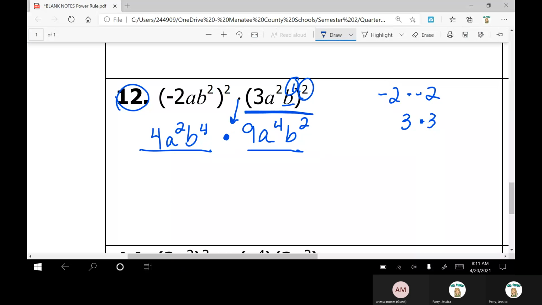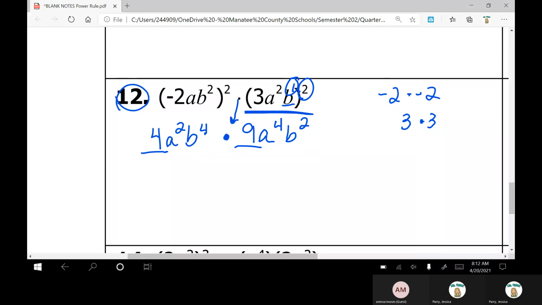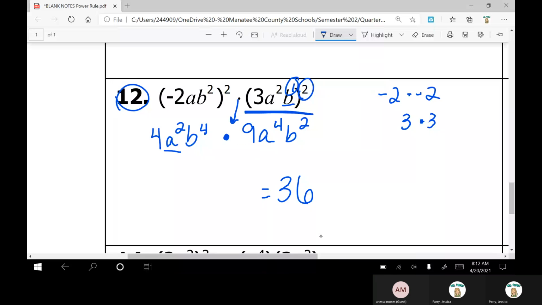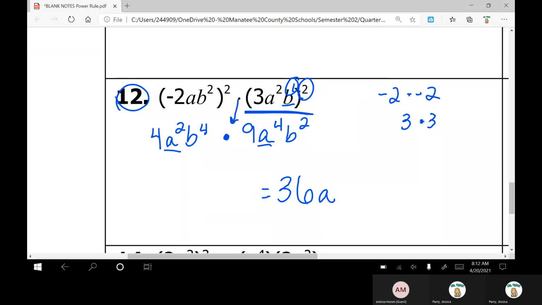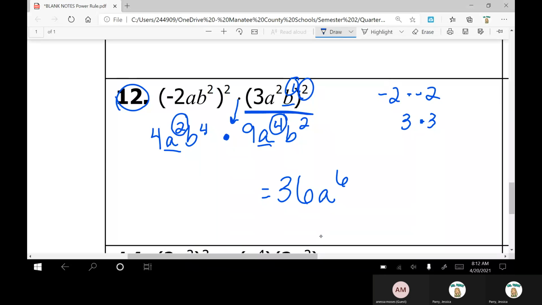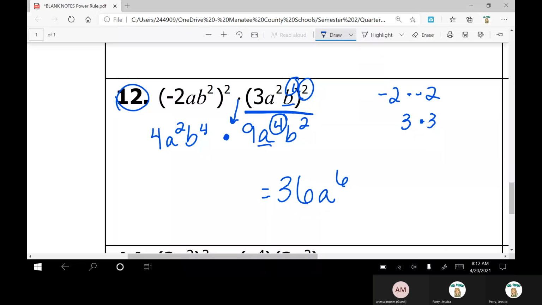Now we need to multiply this times this. This is from last week. Let's multiply just the numbers first, the coefficients. 4 times 9, and we get 36. Then we can go on to our variable a. This is the product rule, so all you do is add your exponents. We take the 2 and the 4, add it together. 2 plus 4 is 6. So that one's done. And then our last variable, b.